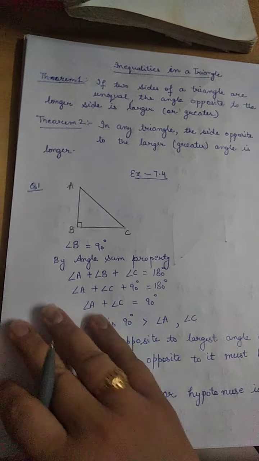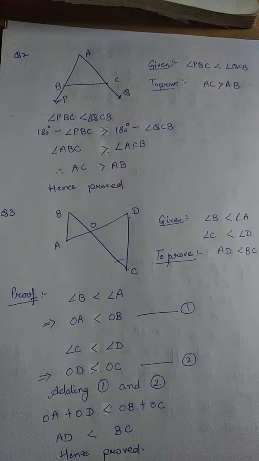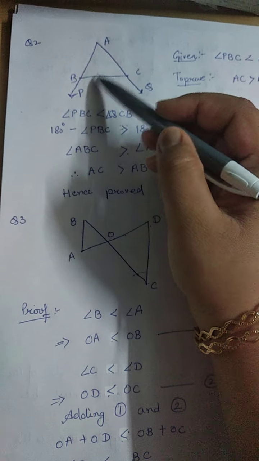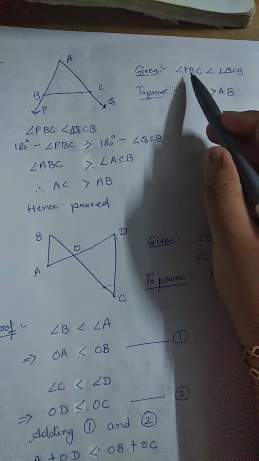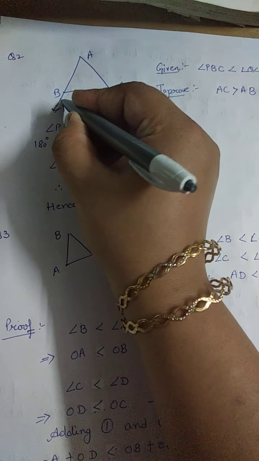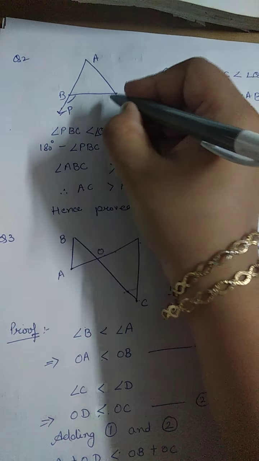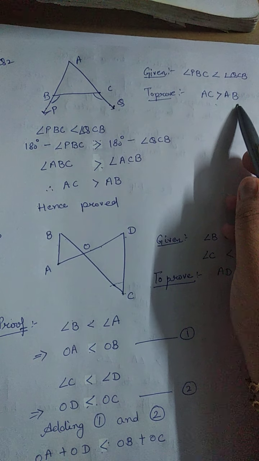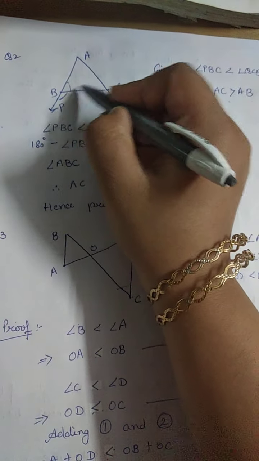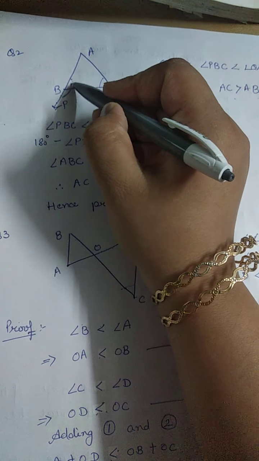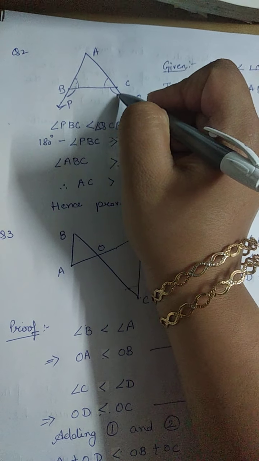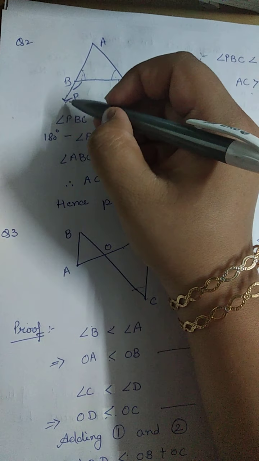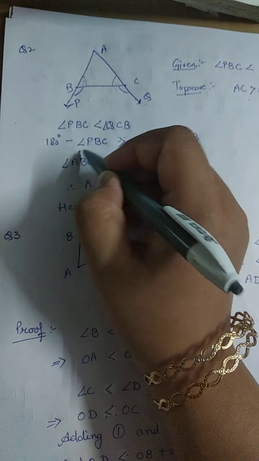Now we will discuss question number 2. In question number 2 we have this figure. In this figure, what is given to you is that angle PBC is equal to angle QCB. This is given, and we want to prove that AC is greater than AB. So for that we need these two angles. These are adjacent angles and make a linear pair as well on a straight line. So angle PBC can be written as 180 degrees.